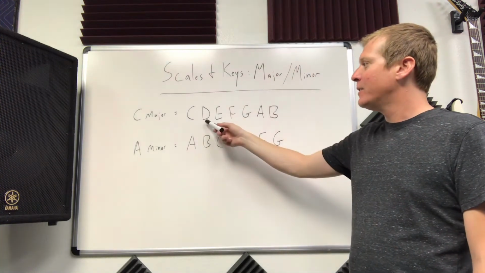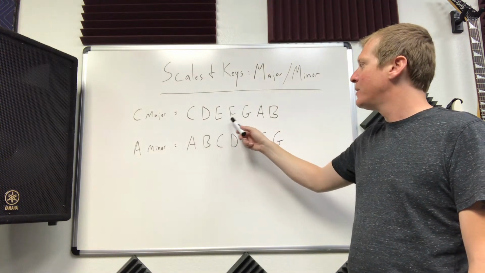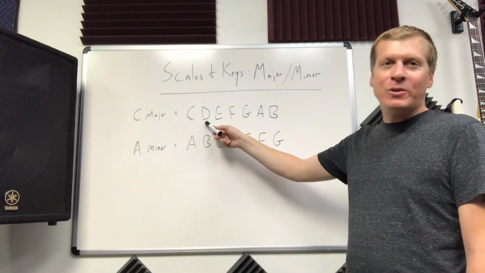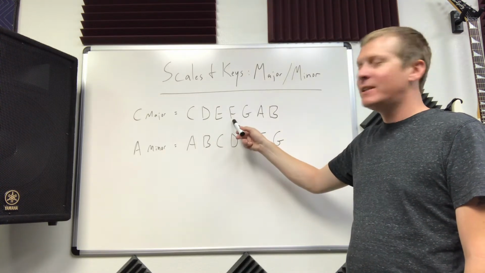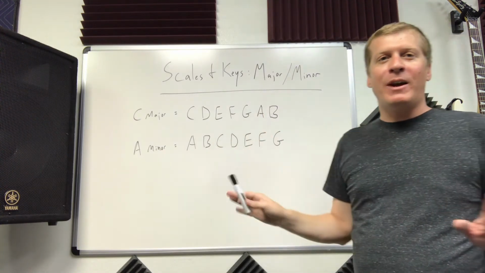So there are other scales that we call modes that fit into all these different notes. If you start on D, we call that Dorian, E is Phrygian, F is Lydian, G is Mixolydian, etc. But we're not going into that yet.